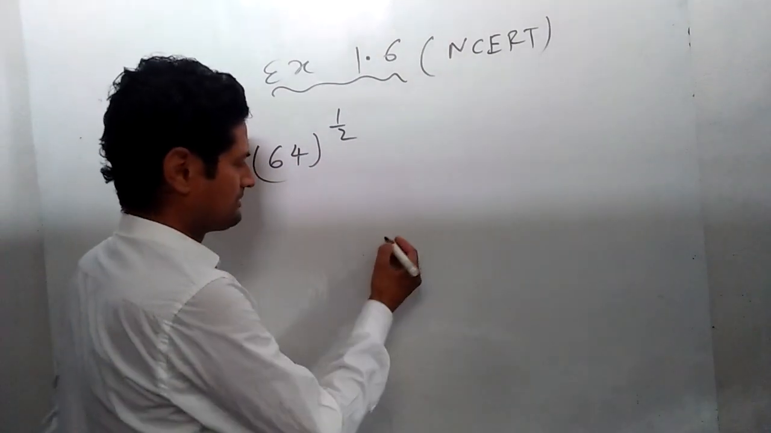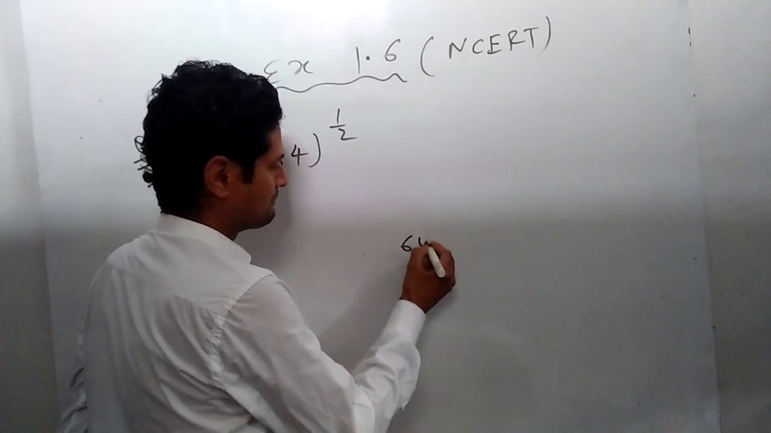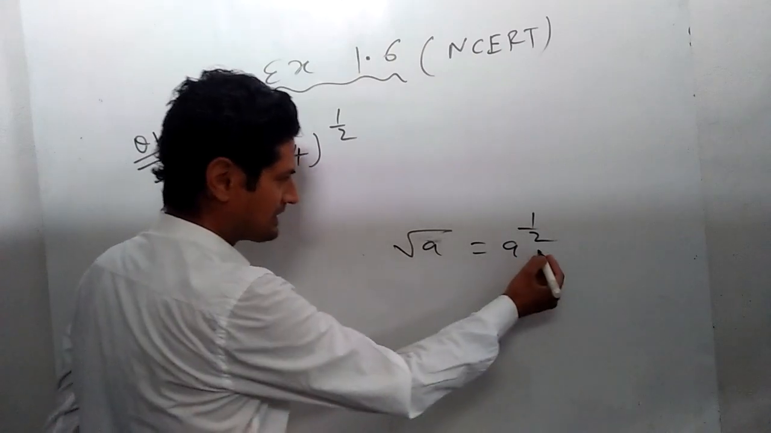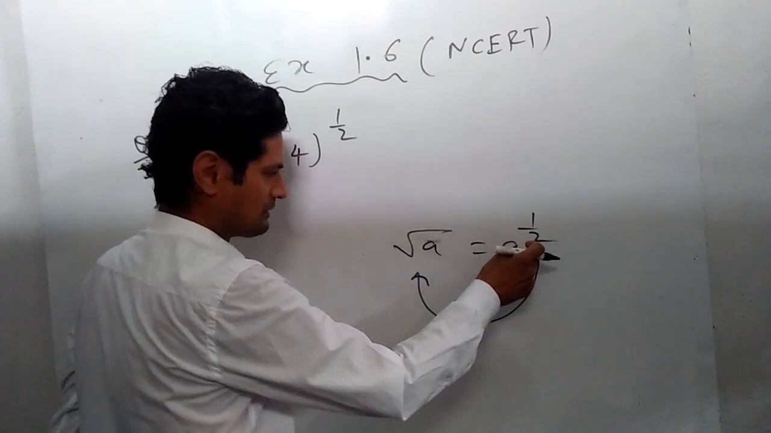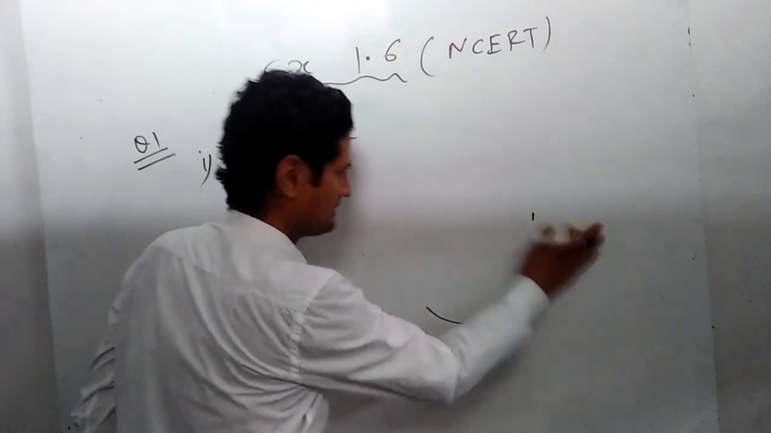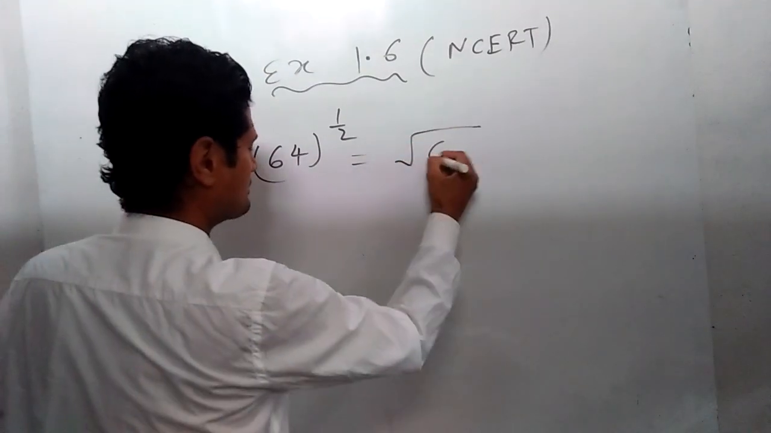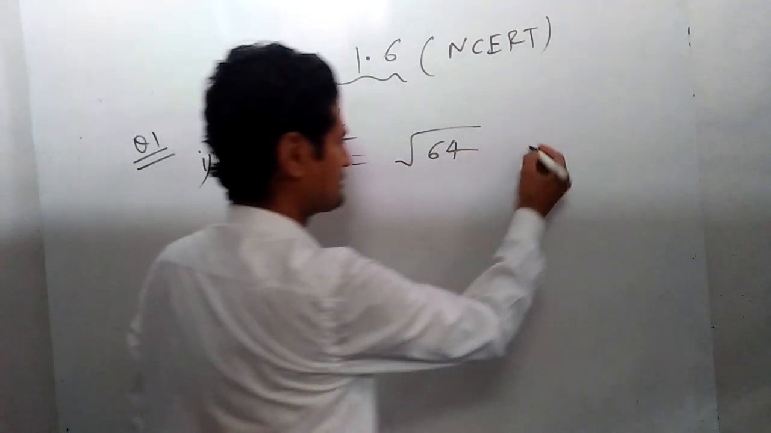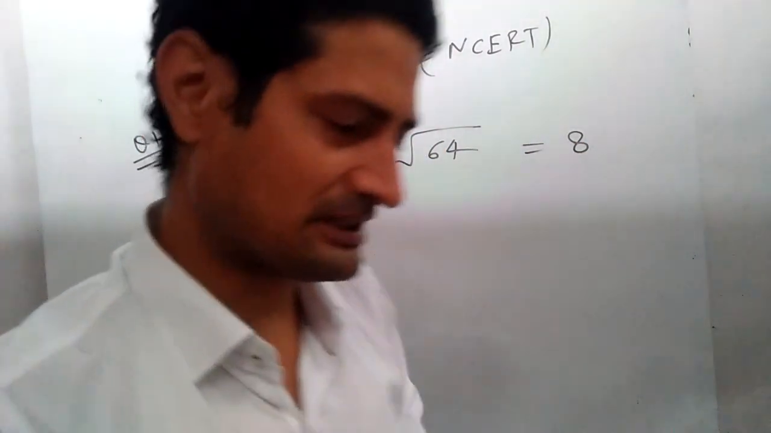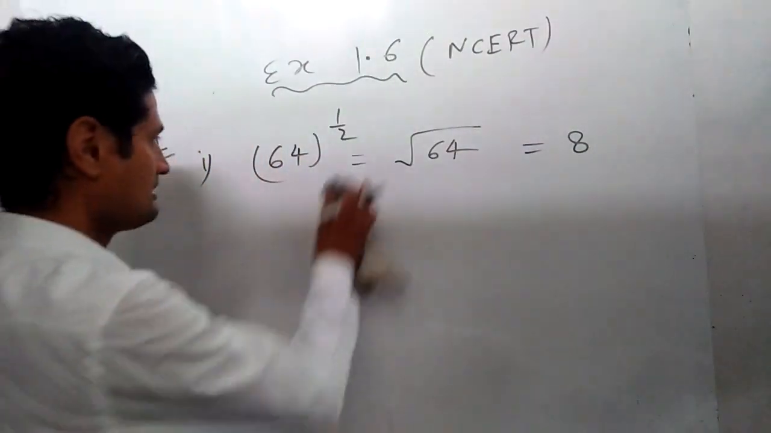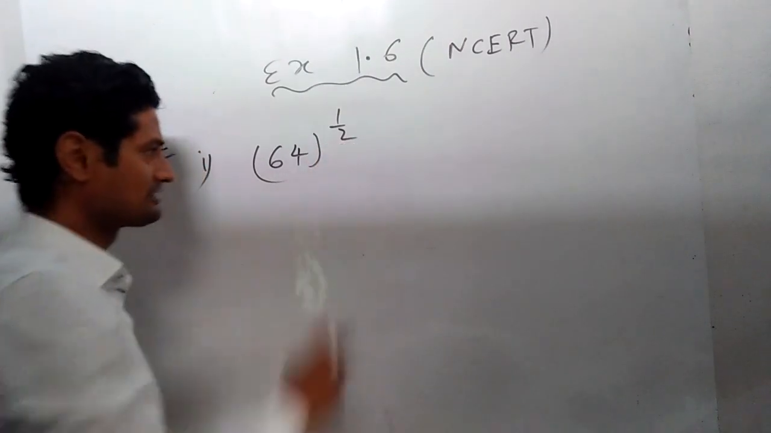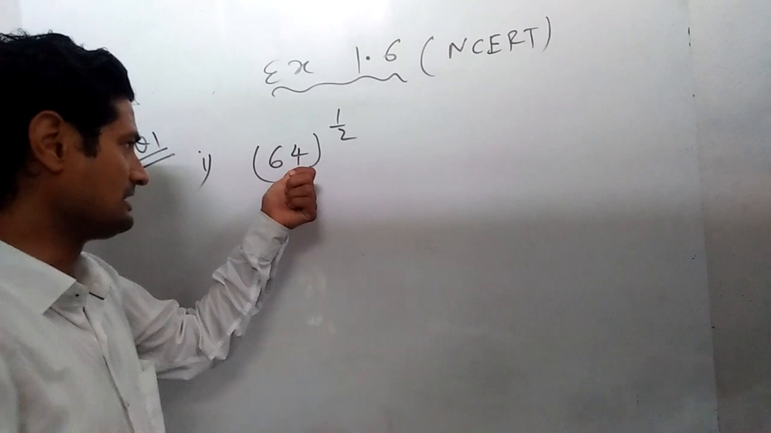I have already explained that root a is equal to a to the power 1 by 2. It means we can also write a to the power 1 by 2 is equal to root a. So we can write it as root 64, and root 64 means 8. This is the first method to solve this question. Second method: here the denominator is 2, so think of such a number whose square is 64.